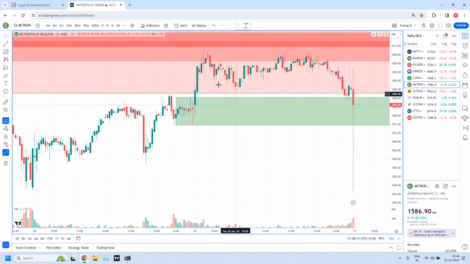See, here also the same case. Narrowly, it missed the target. See, previously what we experienced with Dr. Reddy, a similar kind of incident happened for Metropolis also. Why did such similarities happen? The reason I already described in our Telegram channel.